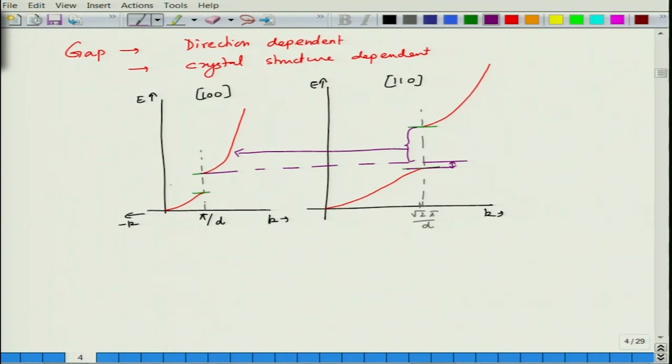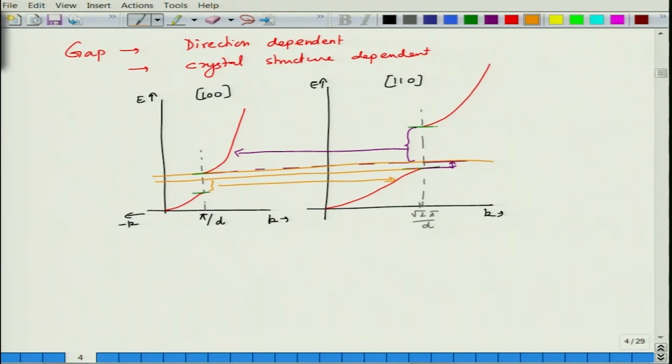But between these two, there is a common region where there are no states. So, you can see that there is no state between this and that. For this region also there is a state available here. So, this is effectively not a gap state, because although the electron will not be able to travel along the 100 direction, it can switch to the energy states available along the 110 direction.